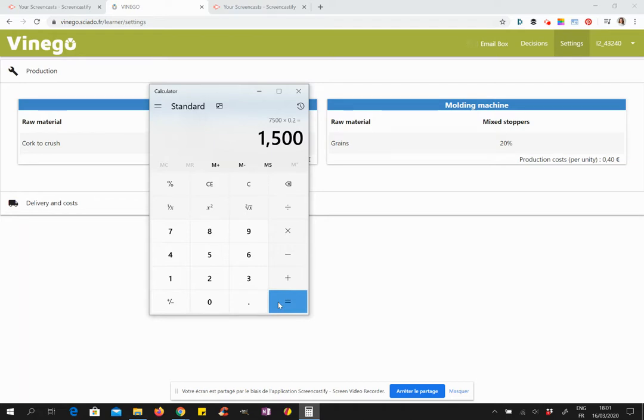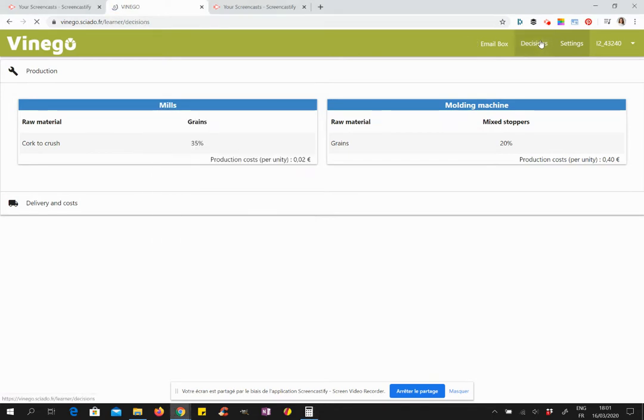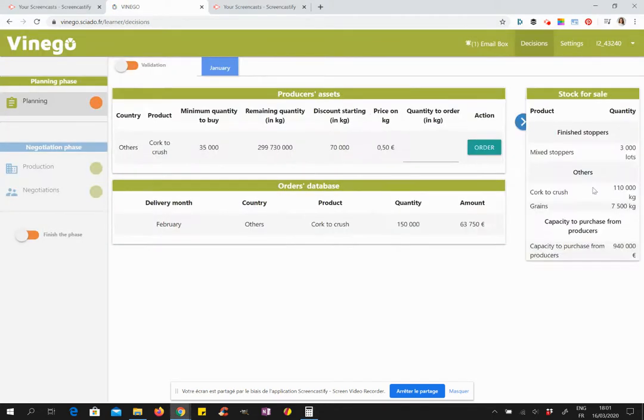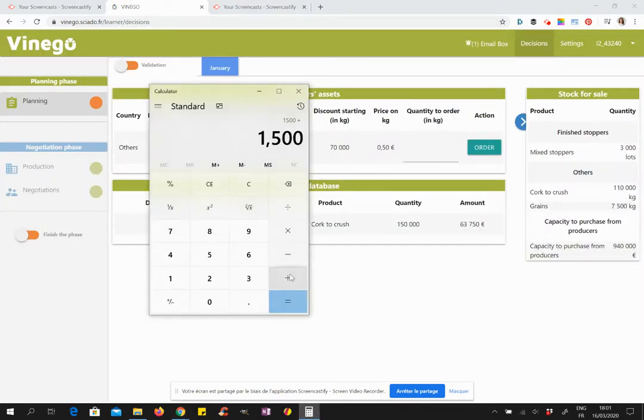lots of mixed toppers. But since I already transformed my cork to crush, I added here the previous quantity, and I also add my quantity of mixed toppers, 3,000. And finally, I obtained 12,200 lots of mixed toppers. These are my final products, and this is what I will sell to my distributors.